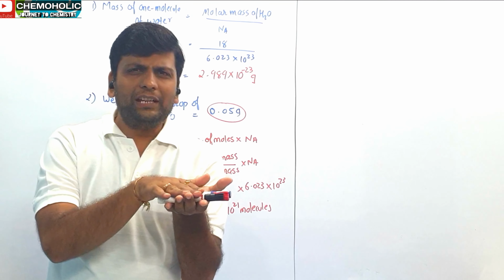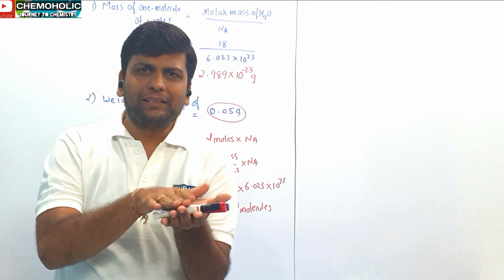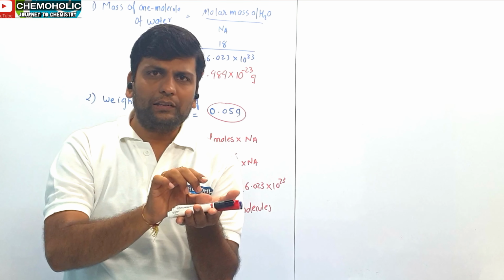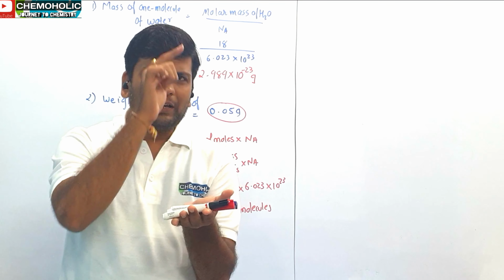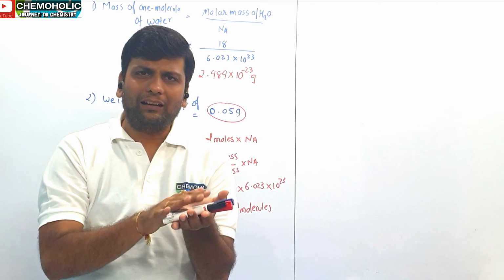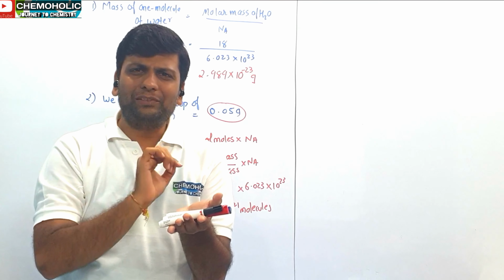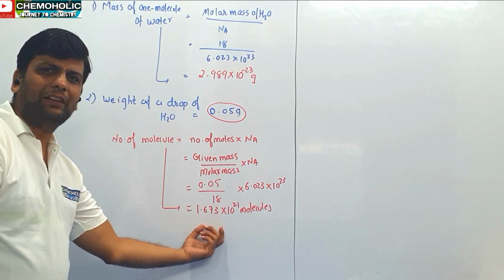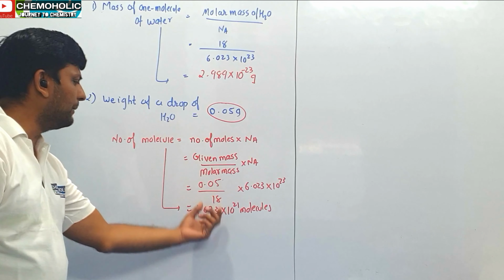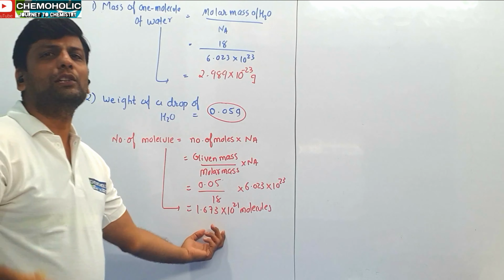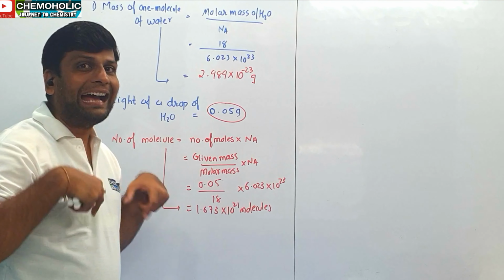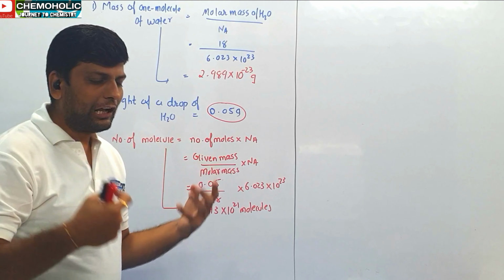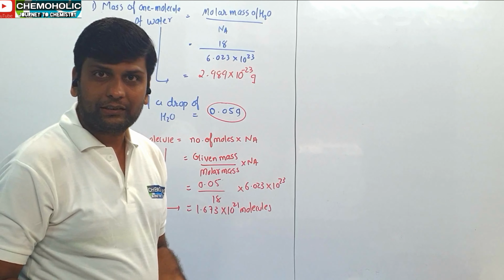So, you are given a surface. On that surface, that drop of water falls. If I want to evaporate that complete drop of water, it takes 1 hour. But in 1 second, how many molecules will get evaporated? The total number of molecules is given in a drop of water. In the single drop, this many molecules. But these molecules will not all get evaporated in 1 second. I need to find, in 1 second, how many molecules will get evaporated.